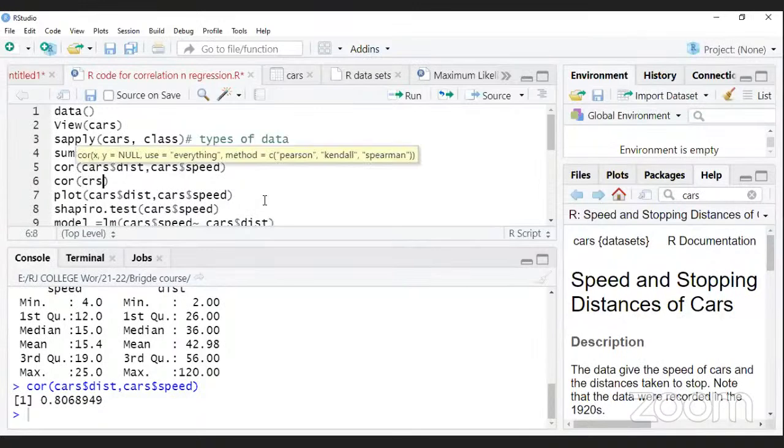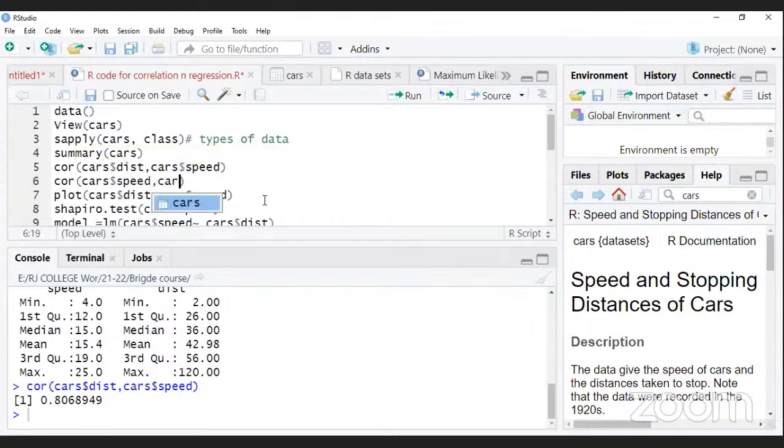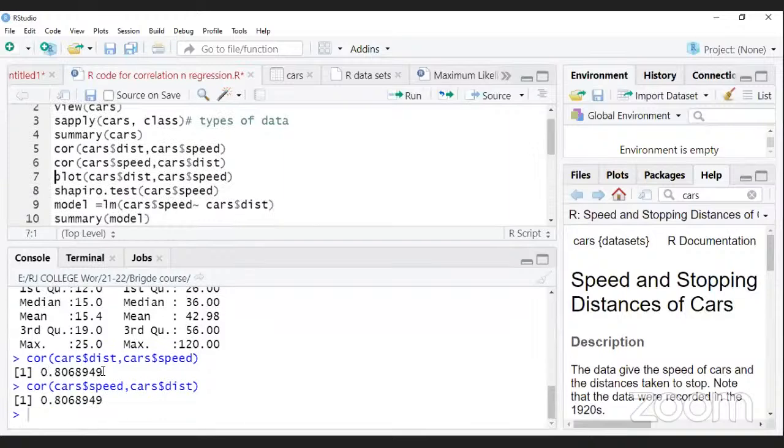Now I have explained the correlation between X and Y and Y and X. Let me just find out for cars. Suppose I'm taking speed first, comma, cars, then I'm considering distance as the second variable. See, automatically when you type D, it will come here. So you can just select it and run it. Just check whether this comes out the same. The correlation between X and Y and between Y and X are the same. The correlation is not going to differ between X and Y and Y and X.